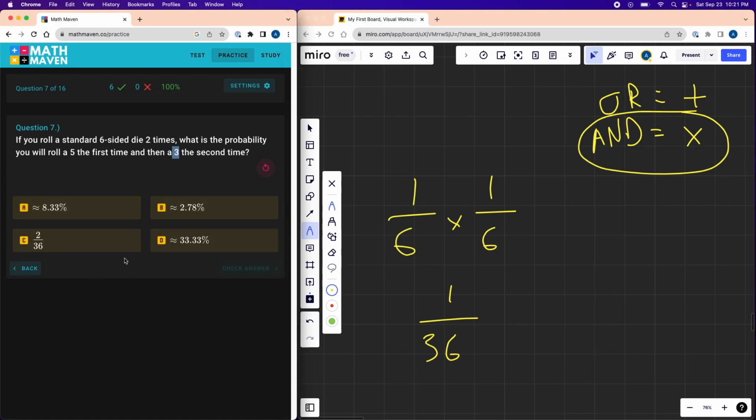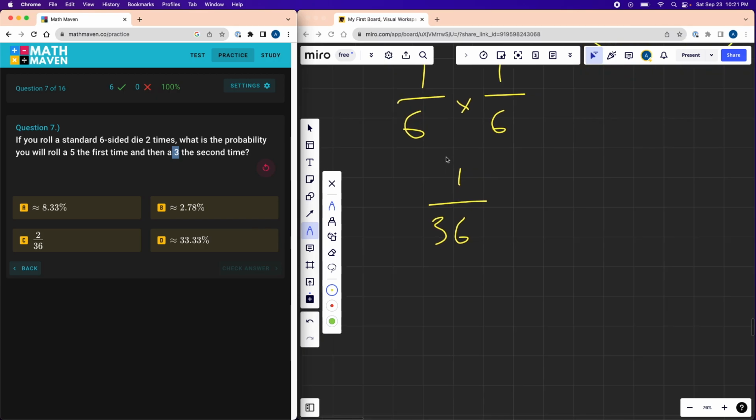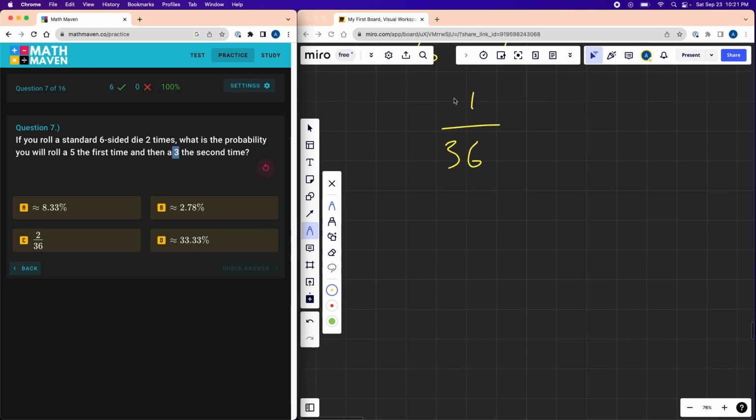That doesn't appear to be anywhere on our answer sheet here, so we need to do a little bit of division again. All right, so 36 goes on the outside. Our 1 goes on the inside. 36 can't go into 1, so we're going to need some decimals here. 36 can't go into 10. 36 can go into 100.